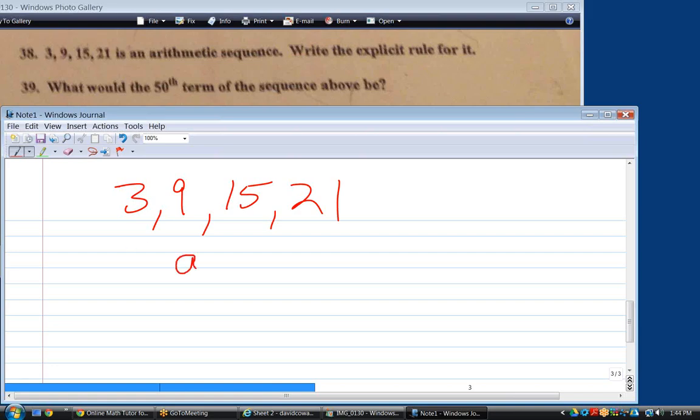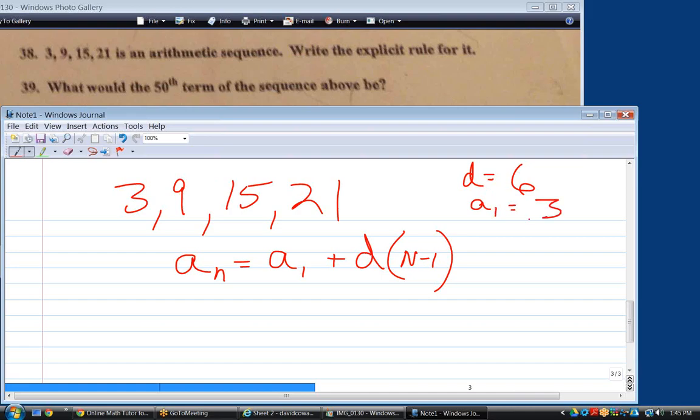So you still need the general rule. What is it again? It's a sub n equals a sub 1 plus d, and then in parentheses, n minus 1. What is d in this sequence? Is that 6? And that can be plus or minus. It's plus here. What is a sub 1? It's 3. So what is the specific nth term for this sequence?